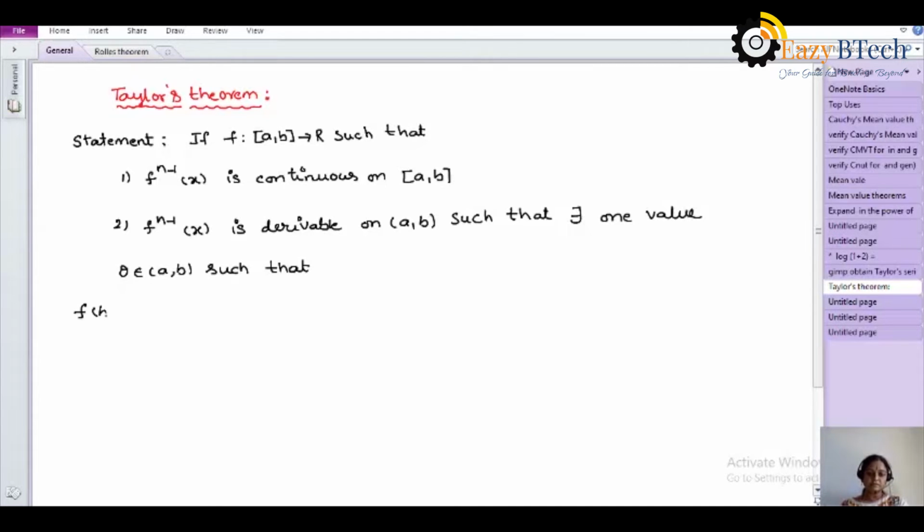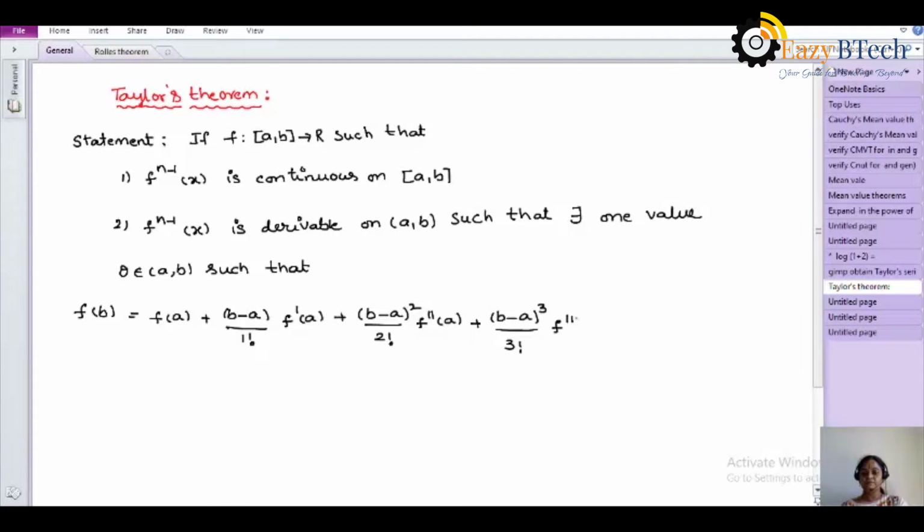f(b) = f(a) + (b minus a)/1! f'(a) + (b minus a)^2/2! f''(a) + (b minus a)^3/3! f'''(a) and so on, plus (b minus a)^(n minus 1)/(n minus 1)! f^(n minus 1)(a) + Rn. So this is nothing but Taylor's theorem.